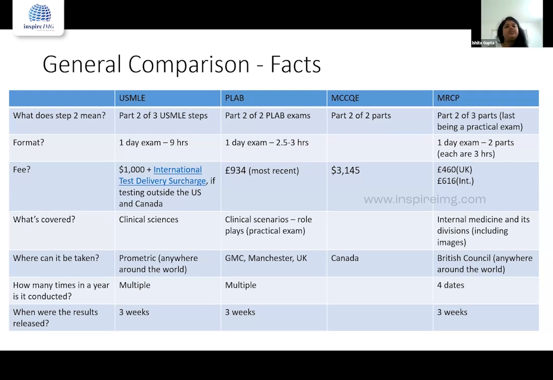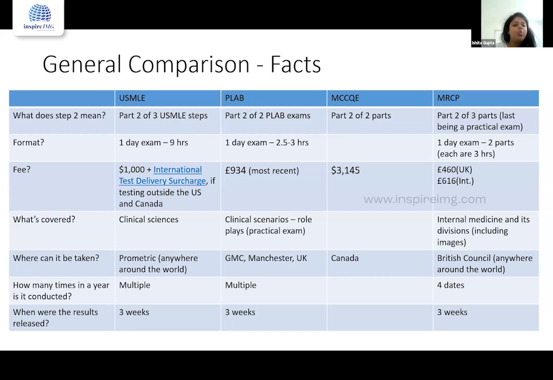MRCP, again, there's an international surcharge. So if it's taken in the United Kingdom, it will be £660, but internationally it's about 616 British pounds. Again, just to clarify, these are the most recent ones that would be applicable from whatever the next application season is, or whenever you try to apply from now onwards.